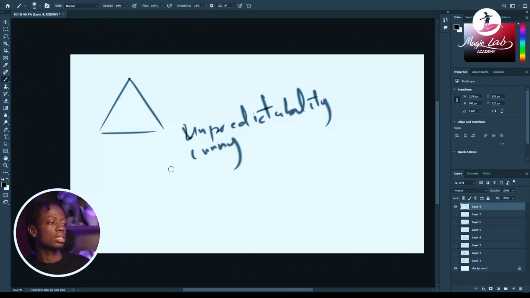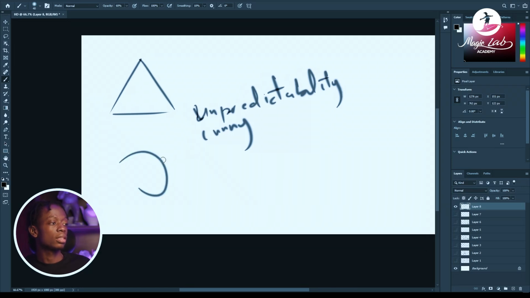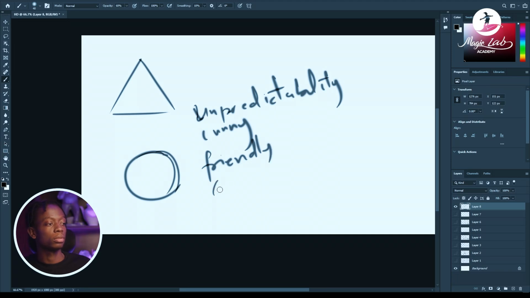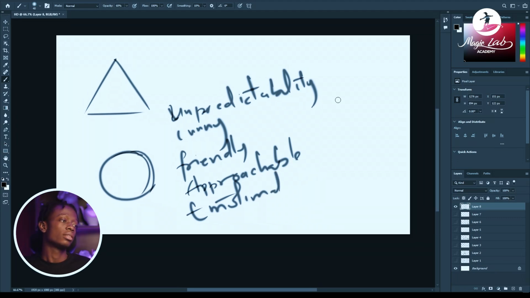And then there is circle. Circle gives you this, the curves, gives you this friendly feeling, approachable, emotional, if I should put it that way. It could be sad, it could be a very happy character, mostly happy. Round characters or chubby characters always give off this very happy energy, friendly energy.